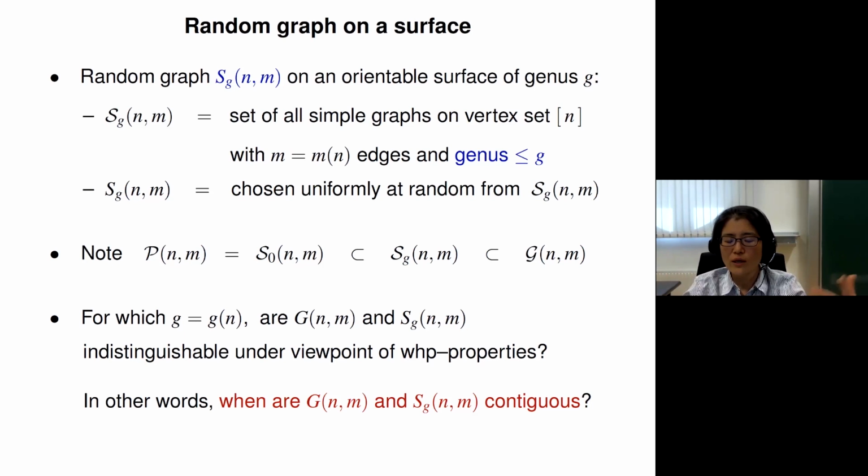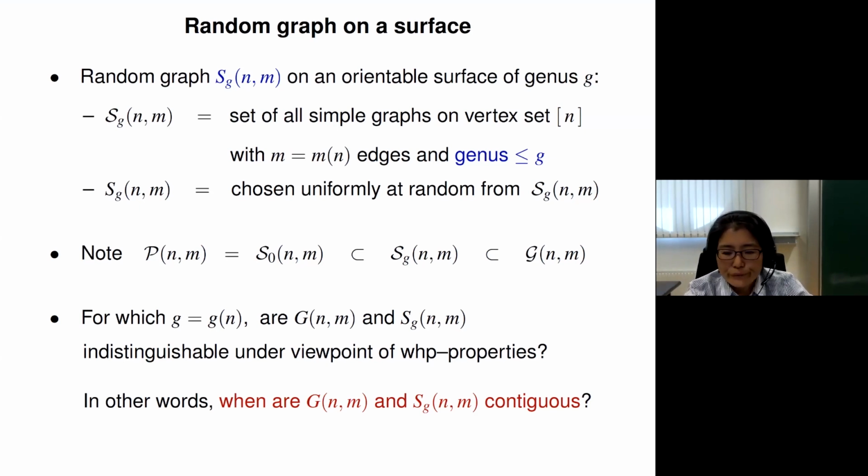In other words, we ask when the two graphs G(n,m) and S_g(n,m) are contiguous. They are not indistinguishable in general; they are indistinguishable from the point of view of high probability properties. You can also think of it as an enumerative question, the fraction of the things. Anyway, this is the kind of question that we would like to answer.